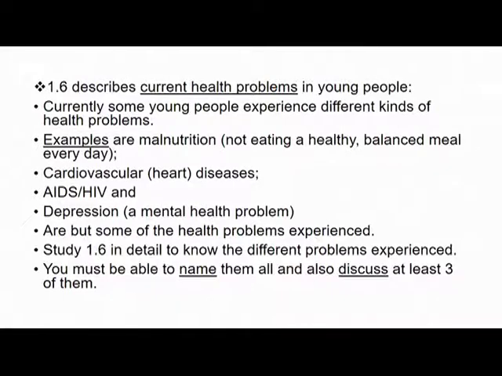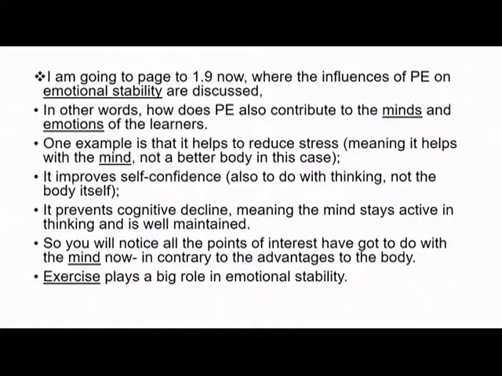1.6 describes current health problems in young people. Currently, some young people experience different kinds of health problems. Examples are malnutrition, that's not eating a healthy, balanced meal every day, cardiovascular or heart diseases, AIDS, HIV, and depression, which is a mental health problem. They are but some of the health problems experienced. So study 1.6 in detail to know the different problems experienced. You must be able to name them all and also discuss at least 3 of them.